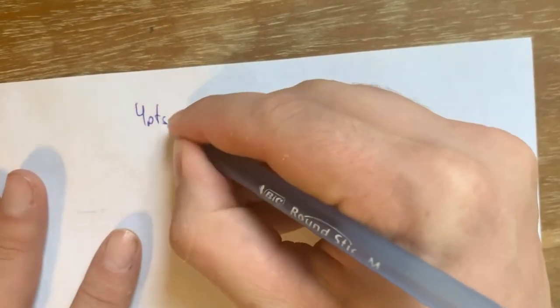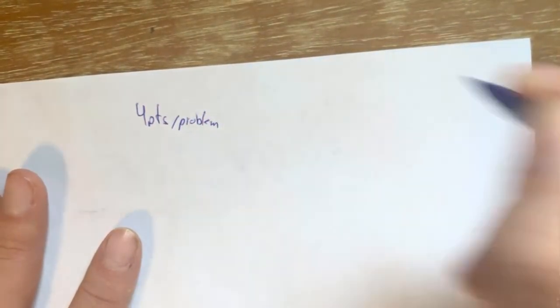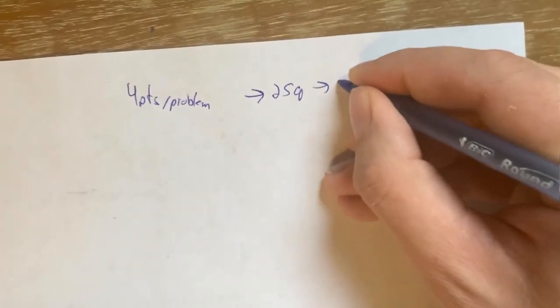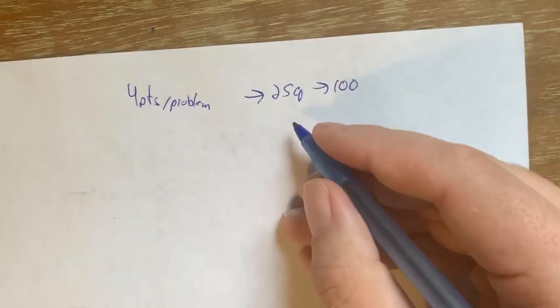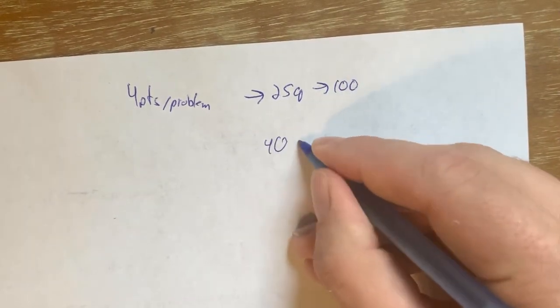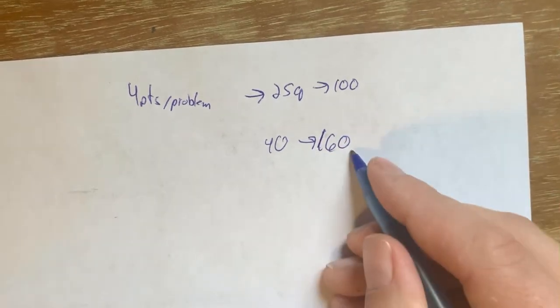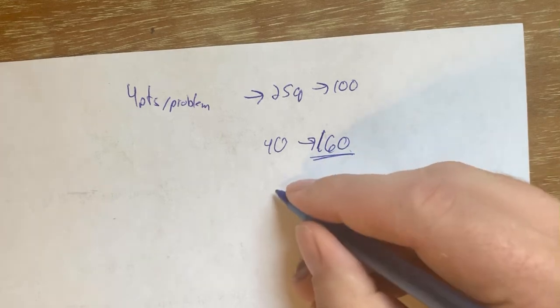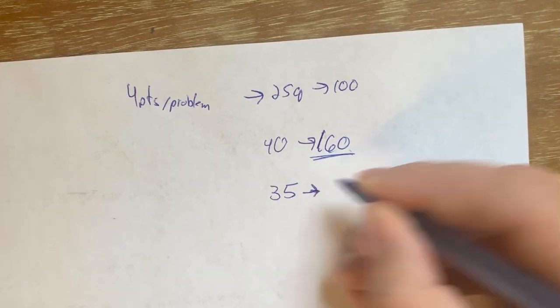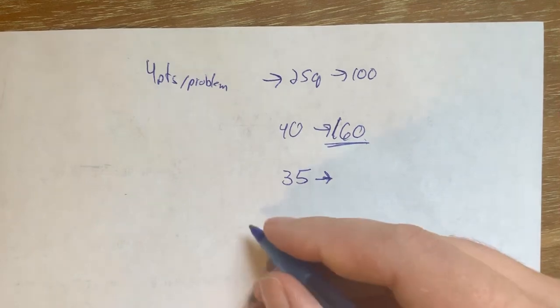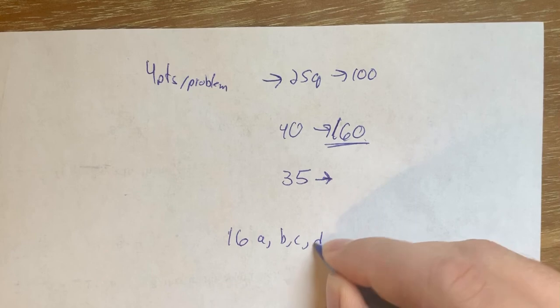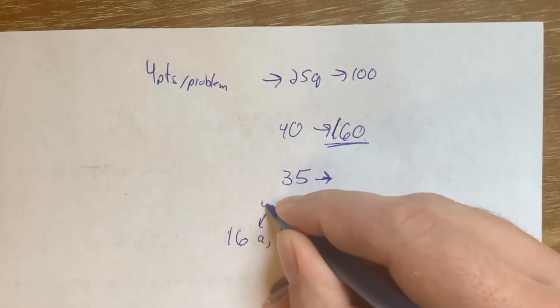And the way I'm going to grade it is it's 4 points per problem. So you can do 25 questions to get to 100, or you can do more. You can do like 40 questions and get to 160. I think the maximum I can put in Teams is like 140. So don't go more than 35 questions. Each part will be a question. So if there's like 16A, 16B, 16C, 16D, each of these is worth 4 points.